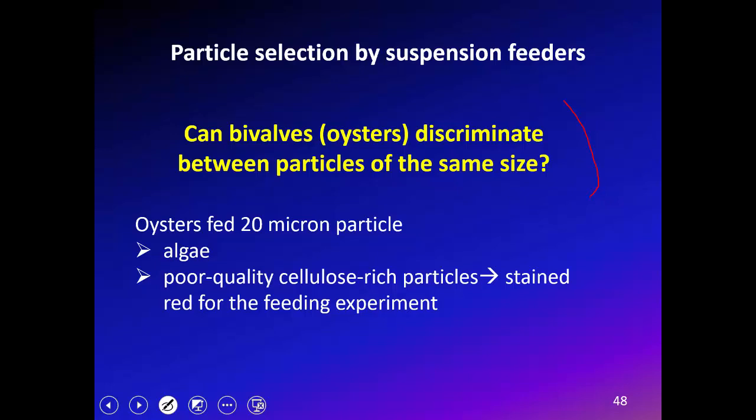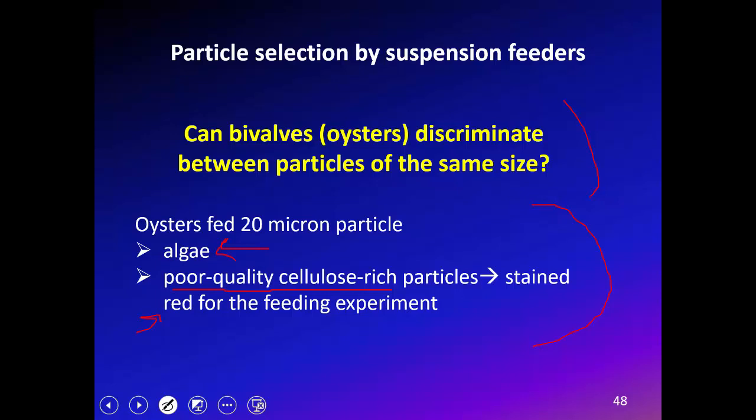So in this case, the experiment was to feed the oyster algae that are about 20 microns in size, and then also particles that were about that same size but were basically just cellulose, just little bits of grass. Cellulose is, again, the structural polysaccharide that makes up the cell walls, not only of algae but of higher plants as well. Algae, though, in addition to having those cell walls, have a lot of protein and other things that make them more nutritious than just cellulose.